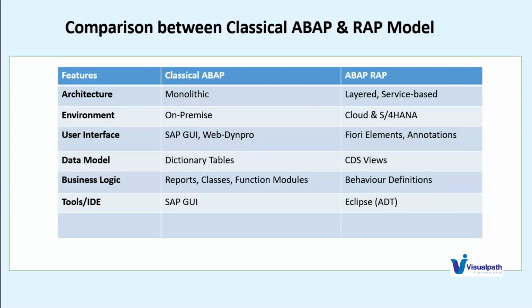For classical ABAP, you used to have dictionary tables, right? But in ABAP RAP, we won't be using the tables directly, but on top of those tables, or maybe using a standard CDS view, we will be developing our RAP applications. In classical ABAP, we mostly wrote our business logic in reports, classes, or function modules. In ABAP RAP, we will be writing our code inside the behavior definition. The tool we used in classical ABAP is SAP GUI, but in ABAP RAP we will be using Eclipse ABAP Development Tools.